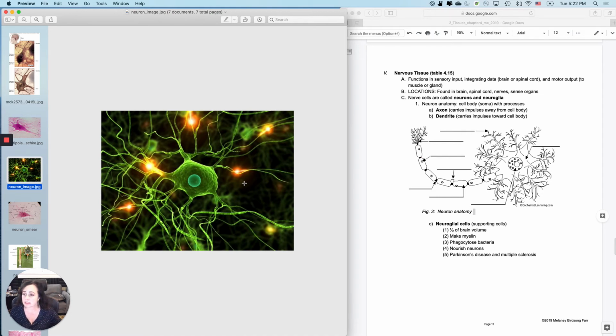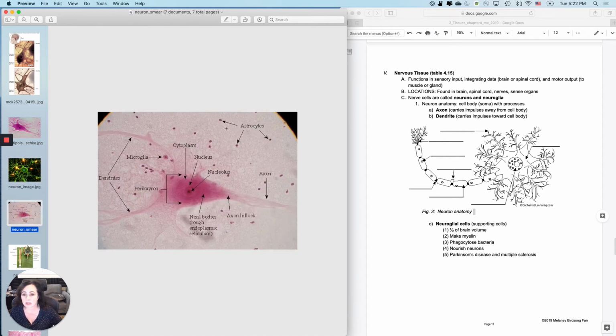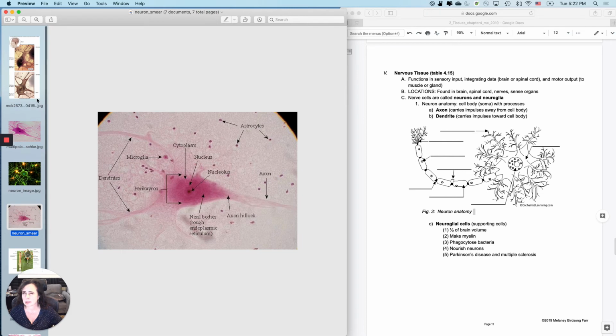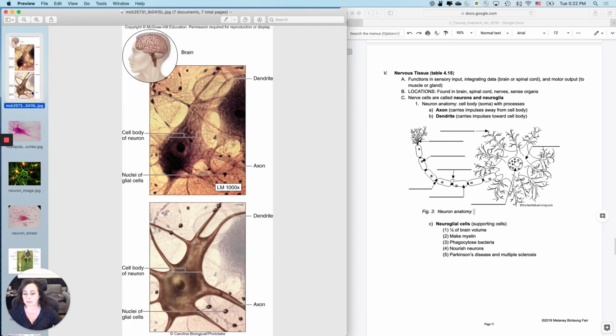Okay, so what about these other guys? What about all of these glial or neuroglial cells? There's a bunch of different kinds, 6, I think, of glial cells. You don't have to identify all 6 right now. We'll do that when we get to the nervous system specifically.